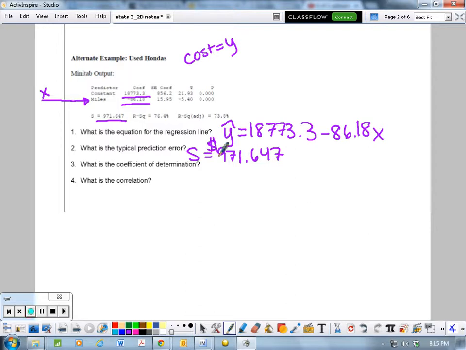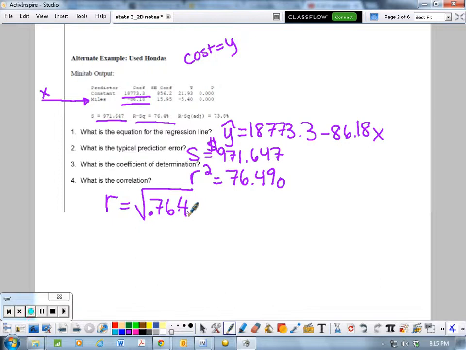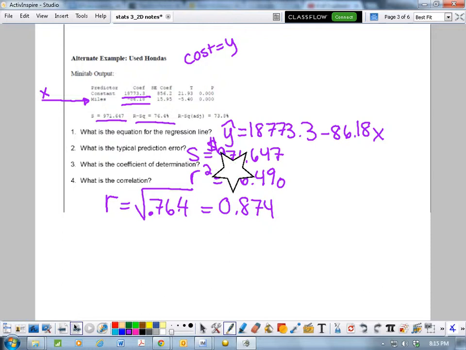Coefficient of determination, that's our r squared. That's 76.4. Almost grabbed the wrong r squared. And then for our correlation, we're going to go ahead and square root the r squared, 0.764. I've got to change it into a proportion first. Which gives me a correlation of 0.874. And that's it. Okay, let's keep on going because there's more here.